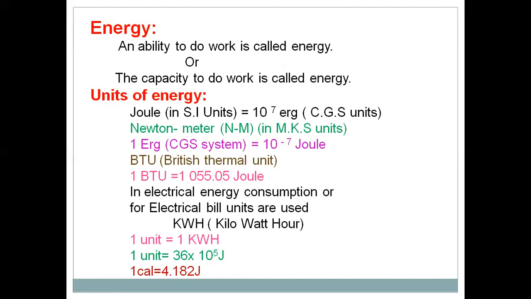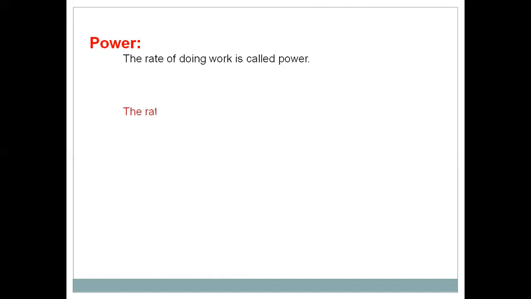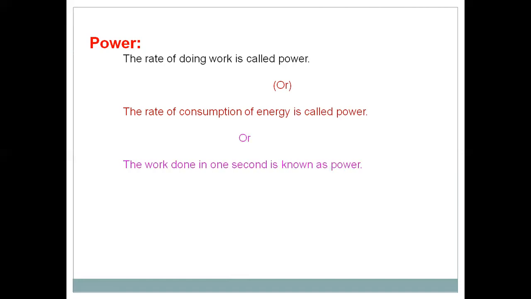What is power? The rate of doing work is called power. Of course, there are a number of definitions we have to understand for power. The rate of consumption of energy is also called power. And of course, the work done per 1 second is also called power.